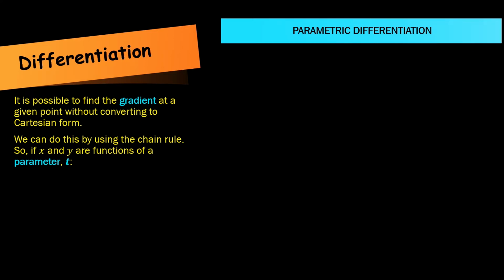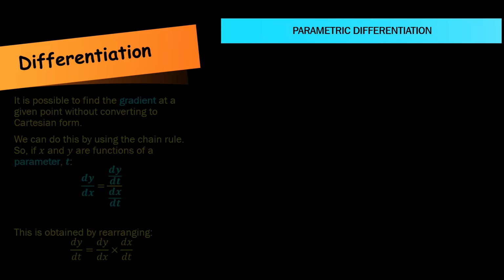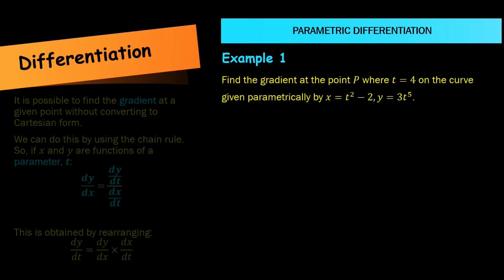So, if x and y are functions of a parameter t, then we have that dy/dx equals dy/dt over dx/dt. This is of course obtained by rearranging the chain rule. Let's now take a look at an example. Pause the video and have a go. Press play when you're ready to view the solution.